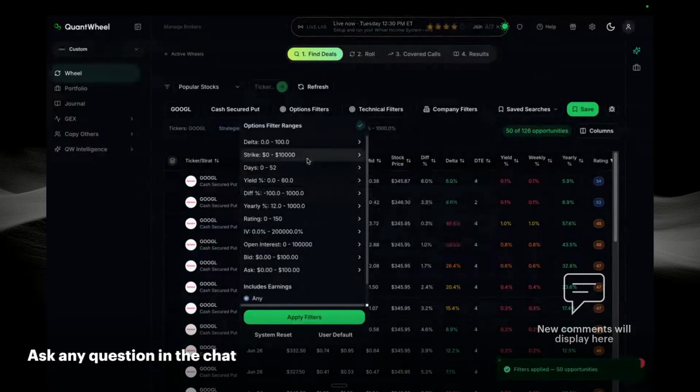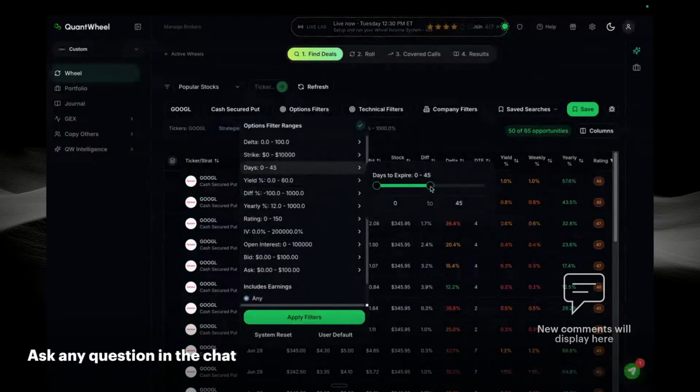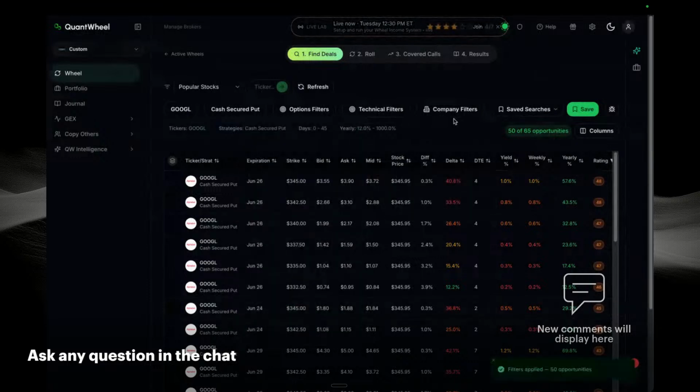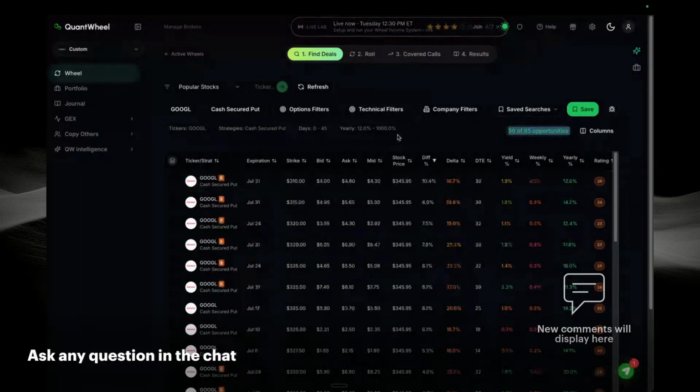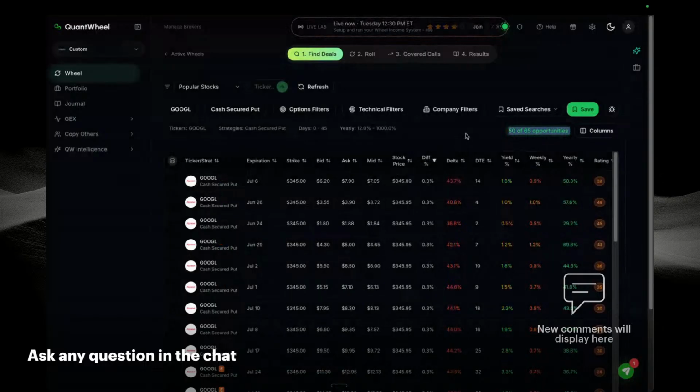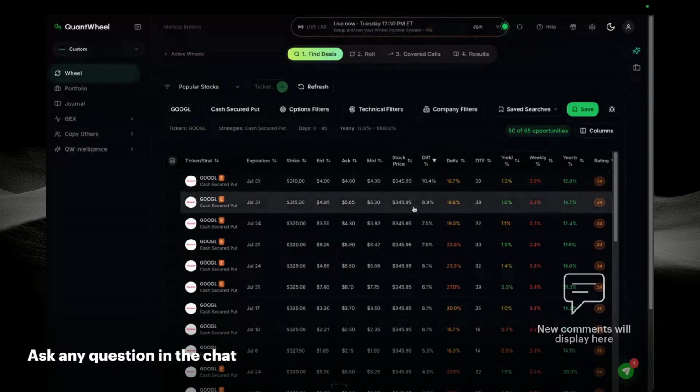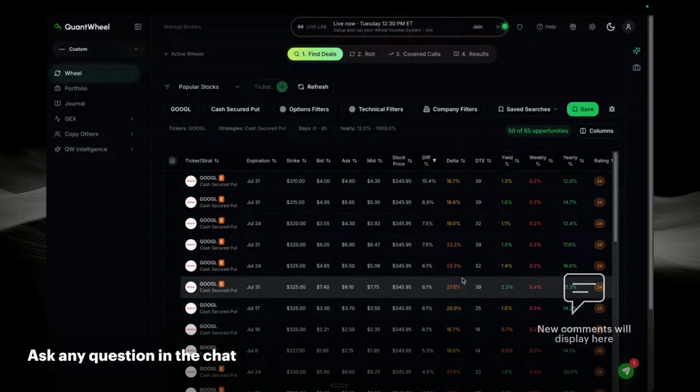And I don't want anything more than 52 days. I'm going to decrease this to 45. And now I see 65 opportunities for Google. What I do and what I like to do is I look at delta and the difference between strike and stock price. So I like to filter the biggest difference so that the delta is as low as possible.